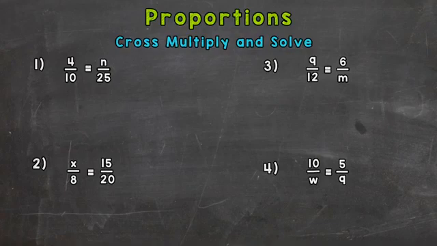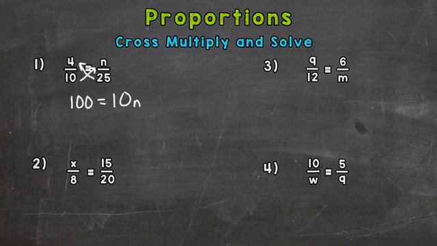So let's jump into number 1 here, where we have 4/10 equals how many 25ths? So the first thing I'm going to do is draw some arrows to represent my cross multiplication. And now I multiply. 25 times 4 is 100 equals 10 times n, which is just 10n.